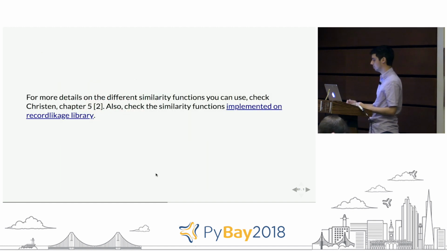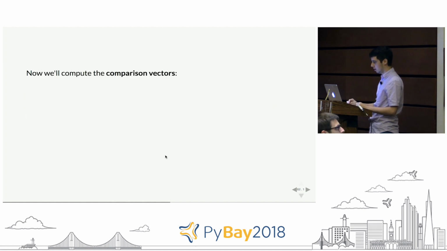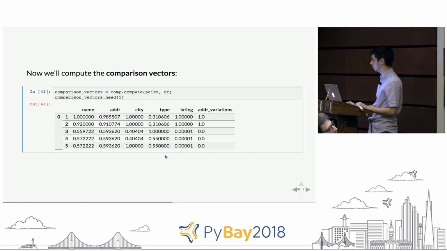There are many other similarity functions. You can check again Christian's book, and you can check the similarity functions implemented by recordlinkage. Okay, now we'll compute the vectors. We'll just call compute on our similarity functions. And here are 5 of the vectors.